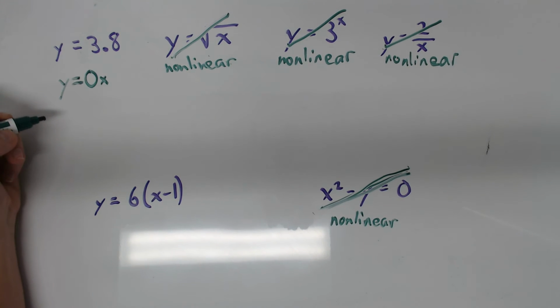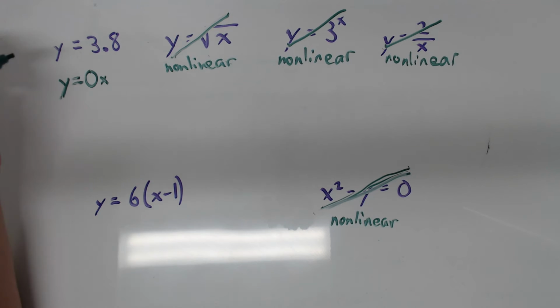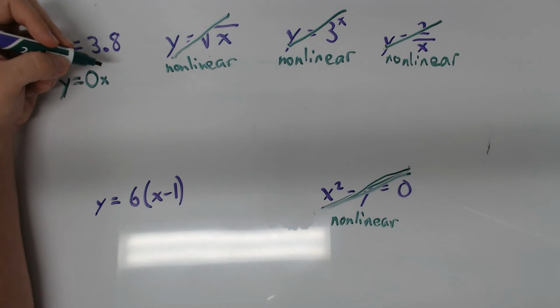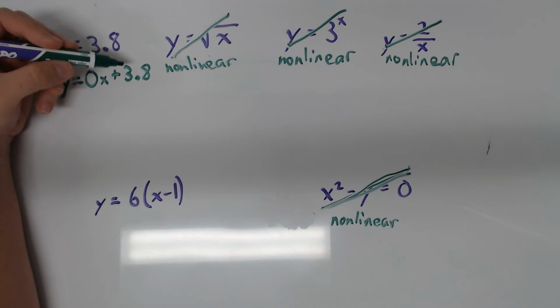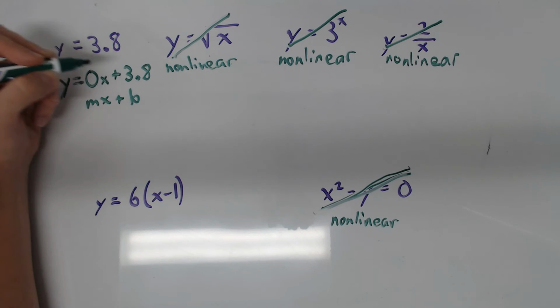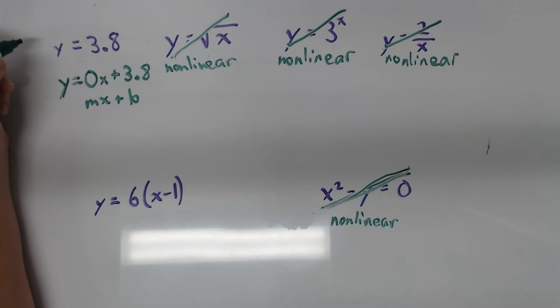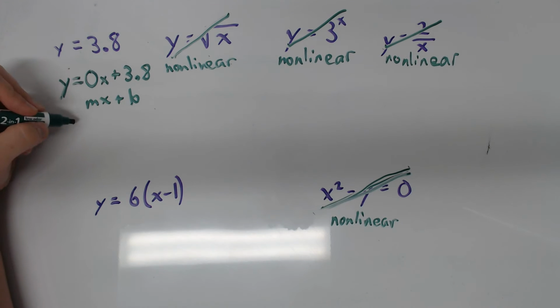0 times anything is just 0. So I can always put a 0x if I don't see an x. We can always do that. And then we had a positive 3.8, so I'll just add 3.8. This is now mx plus b. Yes, m is 0, but that's fine. 0 is a slope. This would be a horizontal line. So this is linear.